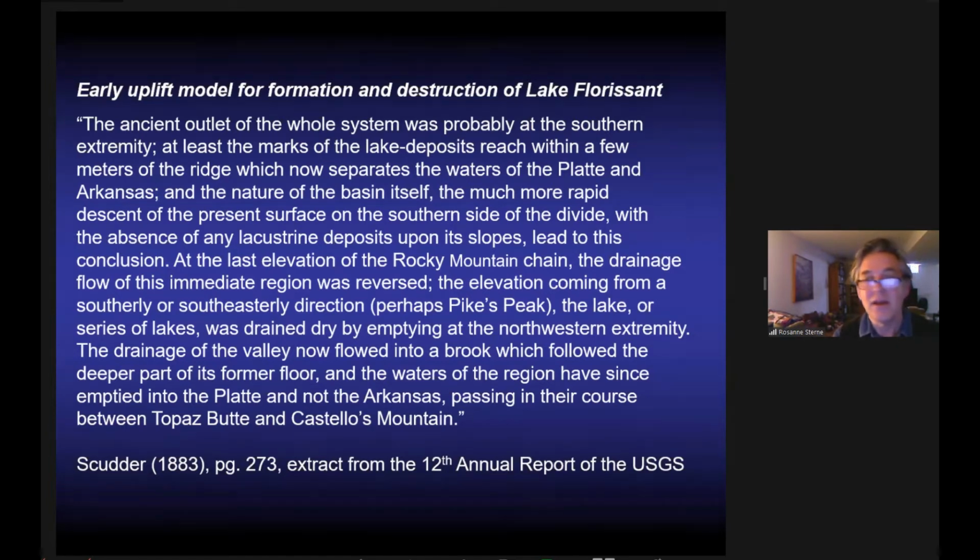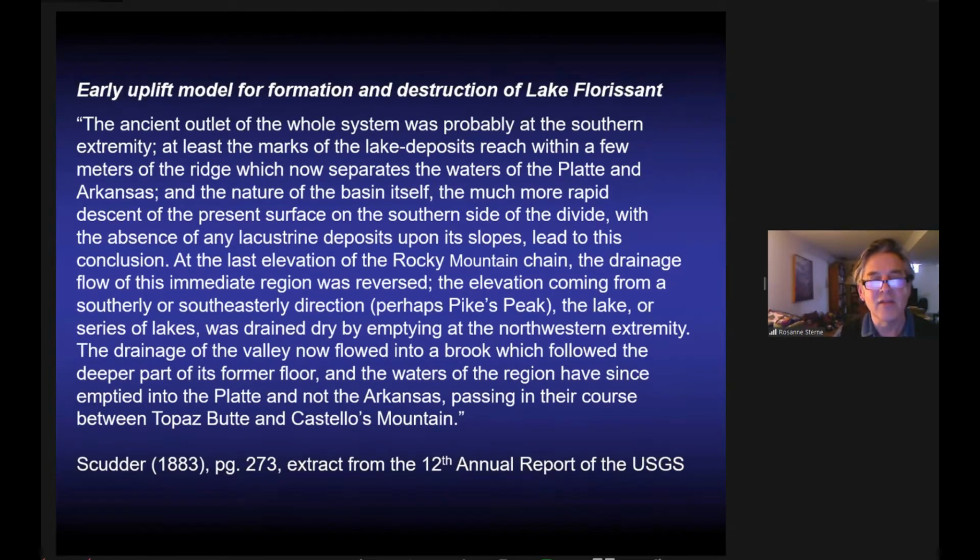And originally, South Platte River drained across that drainage divide. And the nature of the basin itself, the much more rapid descent of the present surface on the southern side of the divide with the absence of any lacustrine deposits upon its slope. So they're going to the drainage divide south of Florescent, and they're trying to make the case that there are no lake deposits south of the current topographic drainage divide, which isn't really right. And we're going to address that in a minute.